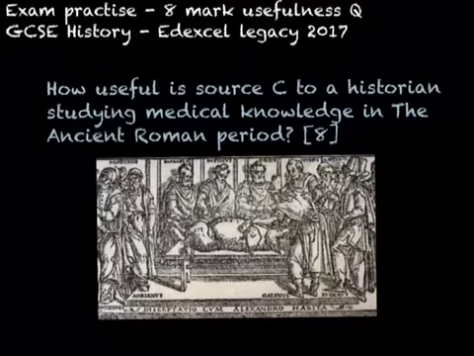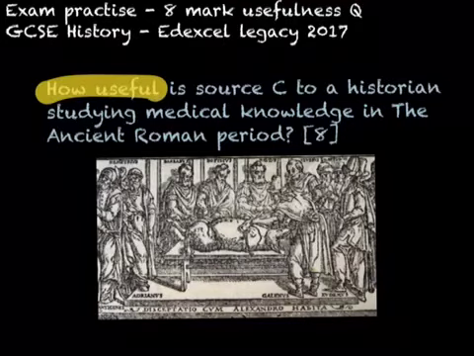So for this 8-mark usefulness question, here's an example. It might look something like this. How useful is source C to a historian studying medical knowledge in the ancient Roman period? Here's what's important. The question is asking us how useful the source is, so we need to make a judgment on that somewhere in our answer.